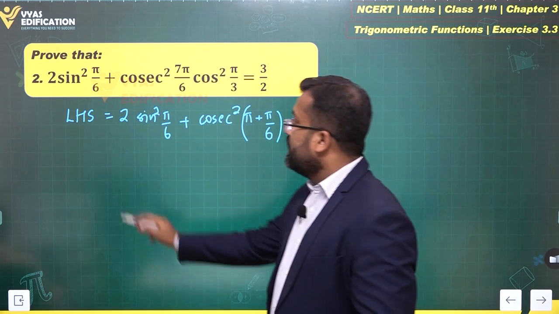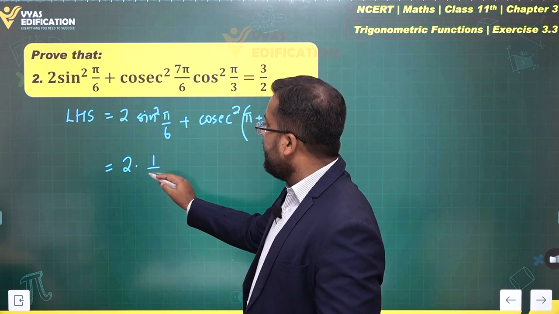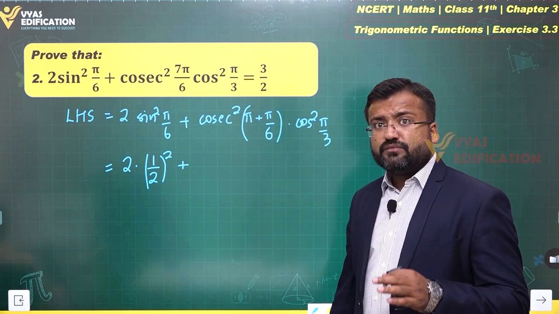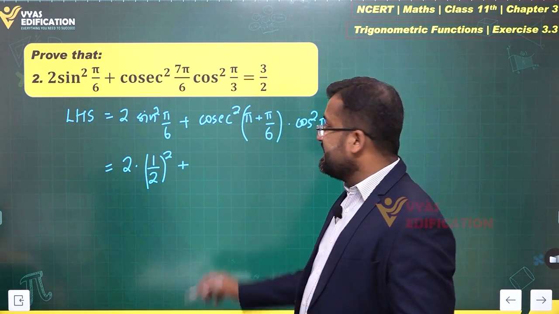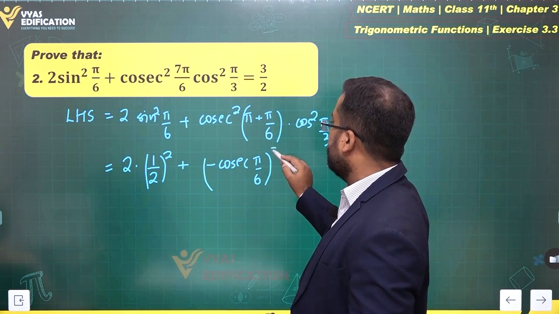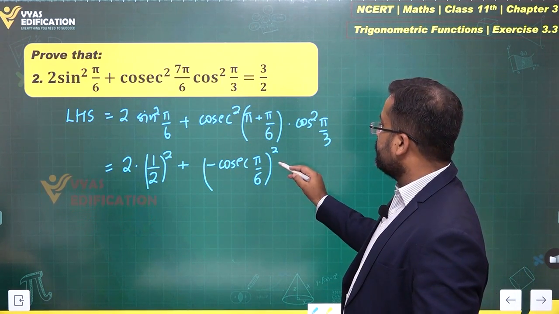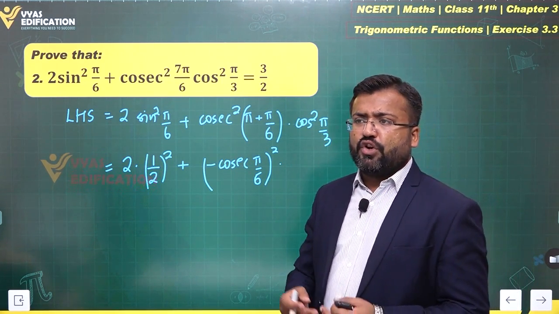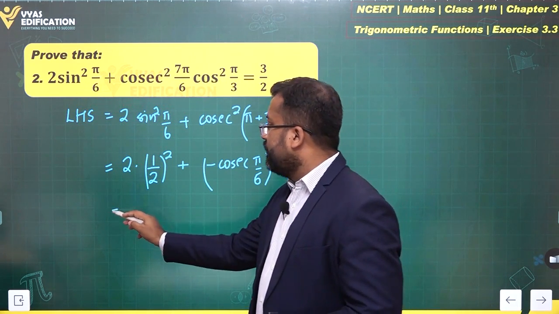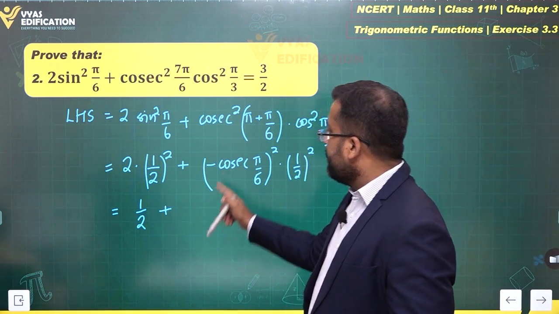Okay, so this becomes 2 times sine square pi by 6. What will that be equal to? Sine pi by 6 is 1 by 2 whole square, plus minus cosec pi by 6, and we have a whole square involved over here. This is minus cosec pi by 6 whole square times cos square pi by 3. Cos pi by 3 is equal to what? This is equal to 1 by 2. So this will become 1 by 2 whole square. In the next step, what you get is this is 2 times 1 by 4, which is 1 by 2, and this becomes plus.